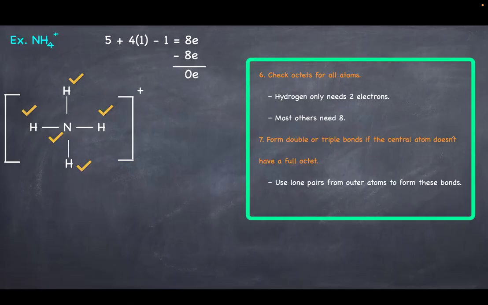Now let's take a look at another structure, something like CN- cyanide. First thing, we count the valence electrons. Carbon, group 4, has 4, nitrogen, group 5, has 5 valence electrons. And then because the charge is -1, that means we have an additional electron.